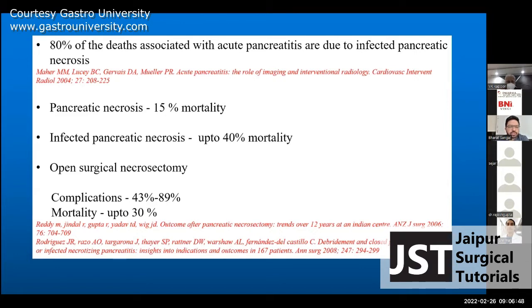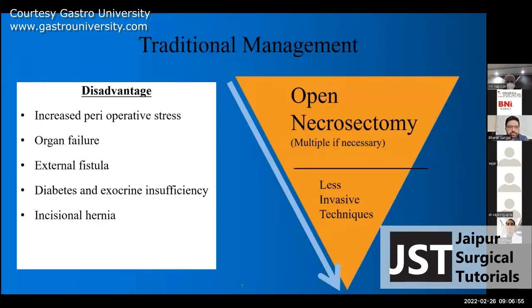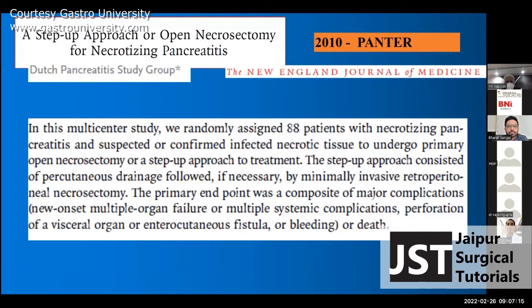The traditional method, the open surgical necrosectomy, had high complication rates, ranging from 40 to even 90%, and mortality up to 30%. The disadvantages of open necrosectomy were increased perioperative stress leading to MODS, external fistulas, chances of diabetes and exocrine insufficiency, and, if the patient eventually survived, high chances of incisional hernias on long-term follow-up. The first study to counter the open necrosectomy approach was the step-up approach versus open necrosectomy, done by the Dutch Pancreatitis Study Group.